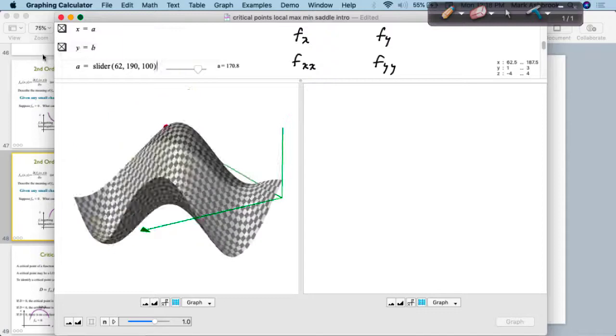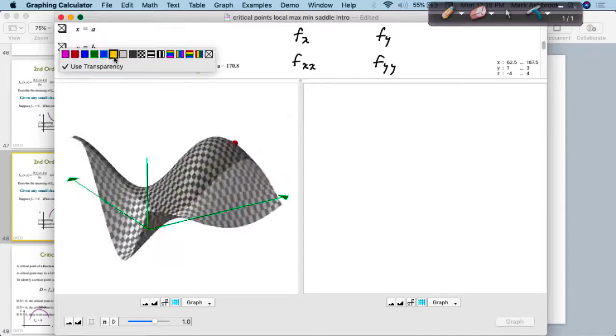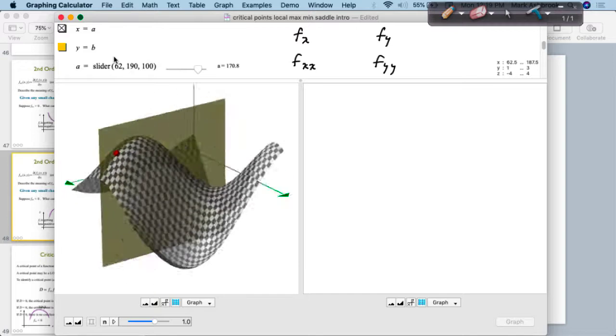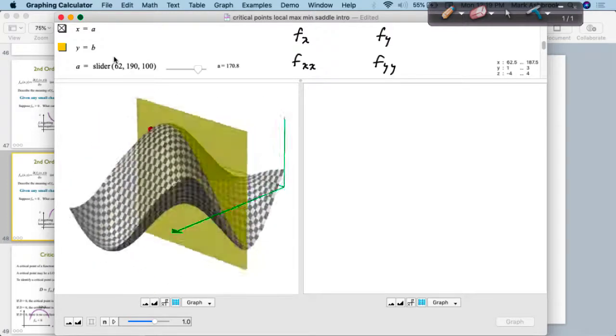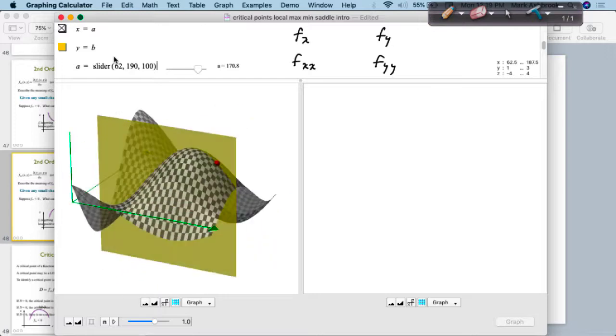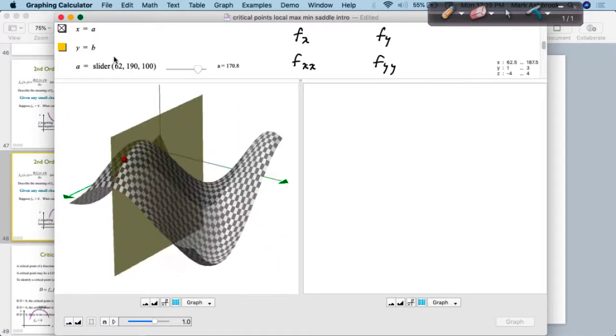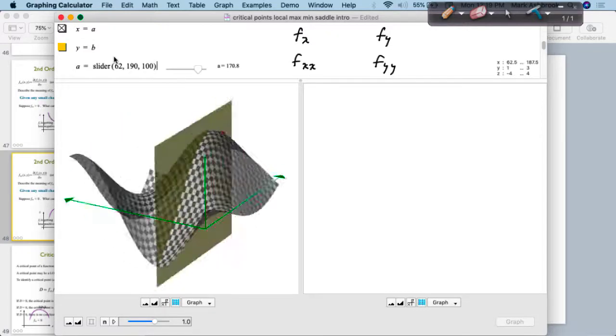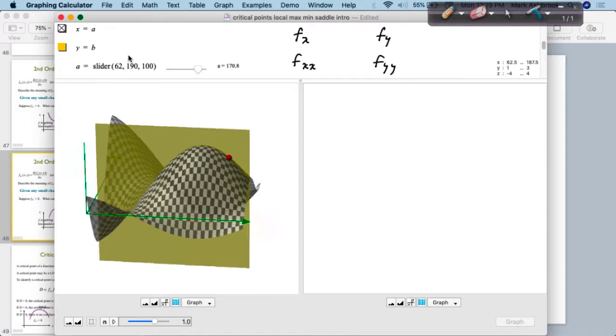With respect to x, the first partial is negative. The second partial with respect to x is negative. Both negative, right? Heading down, with an increasingly negative rate of change. So negative and negative. Question on that?